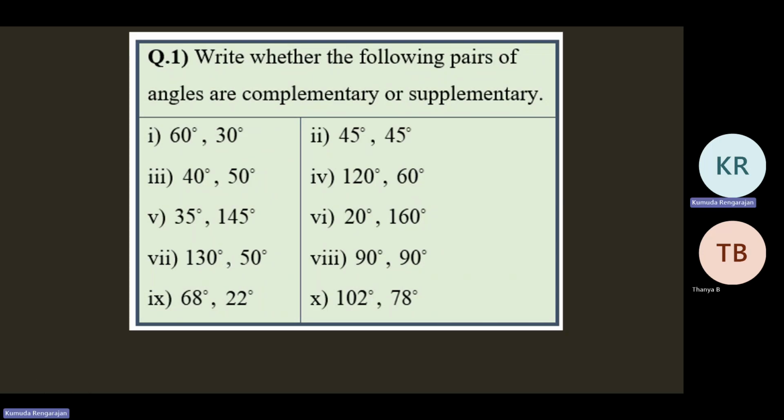Similarly, in the seventh one here, 130 degrees plus 50 degrees is 180 degrees. The sum of these two angles is equal to 180. So we say that 130 degrees and 50 degrees form a pair of supplementary angles because their sum is 180 degrees. We also say 130 degrees is the supplement of 50 degrees, and 50 degrees is the supplement of 130 degrees.